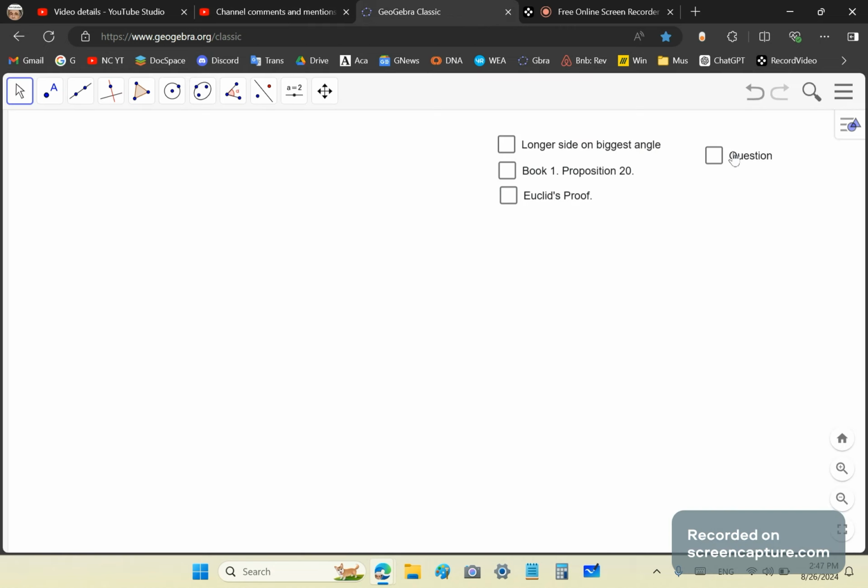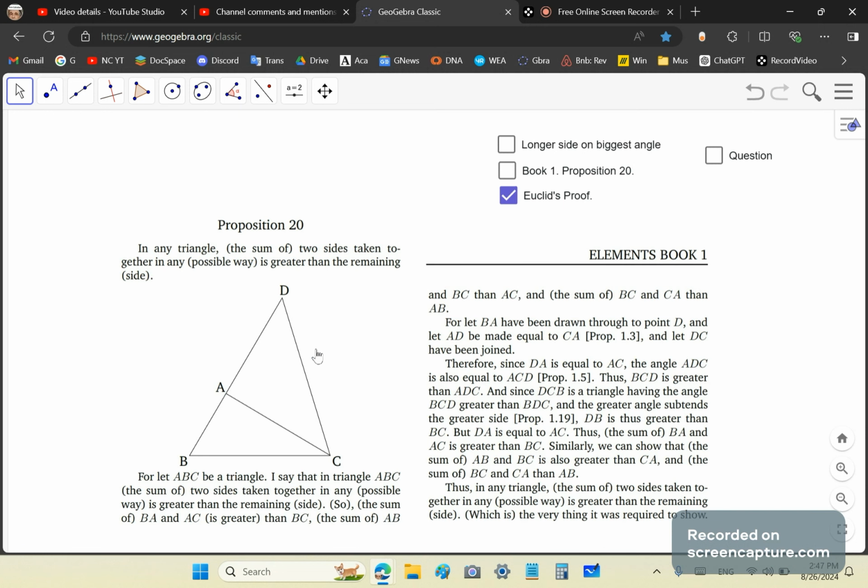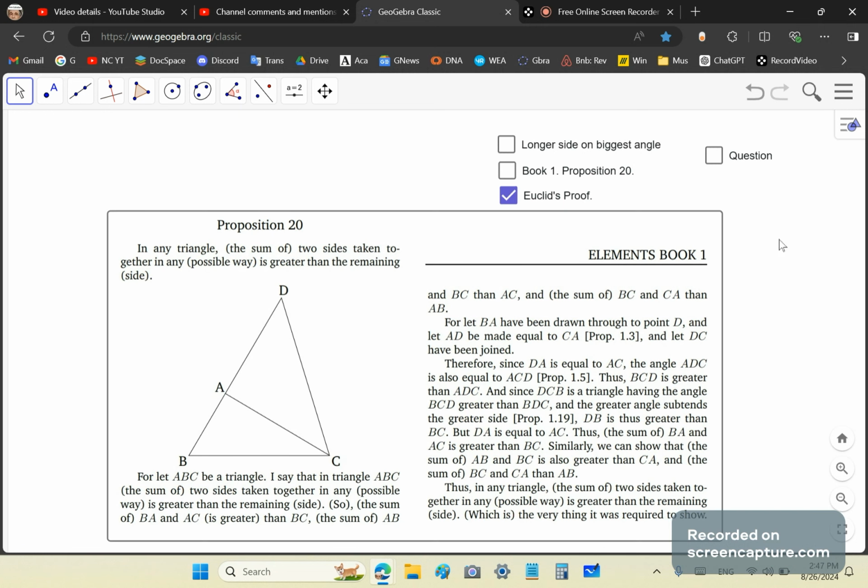So, what did Euclid do originally? Well, look at Euclid's proof here. It's quite long-winded and drawn out.